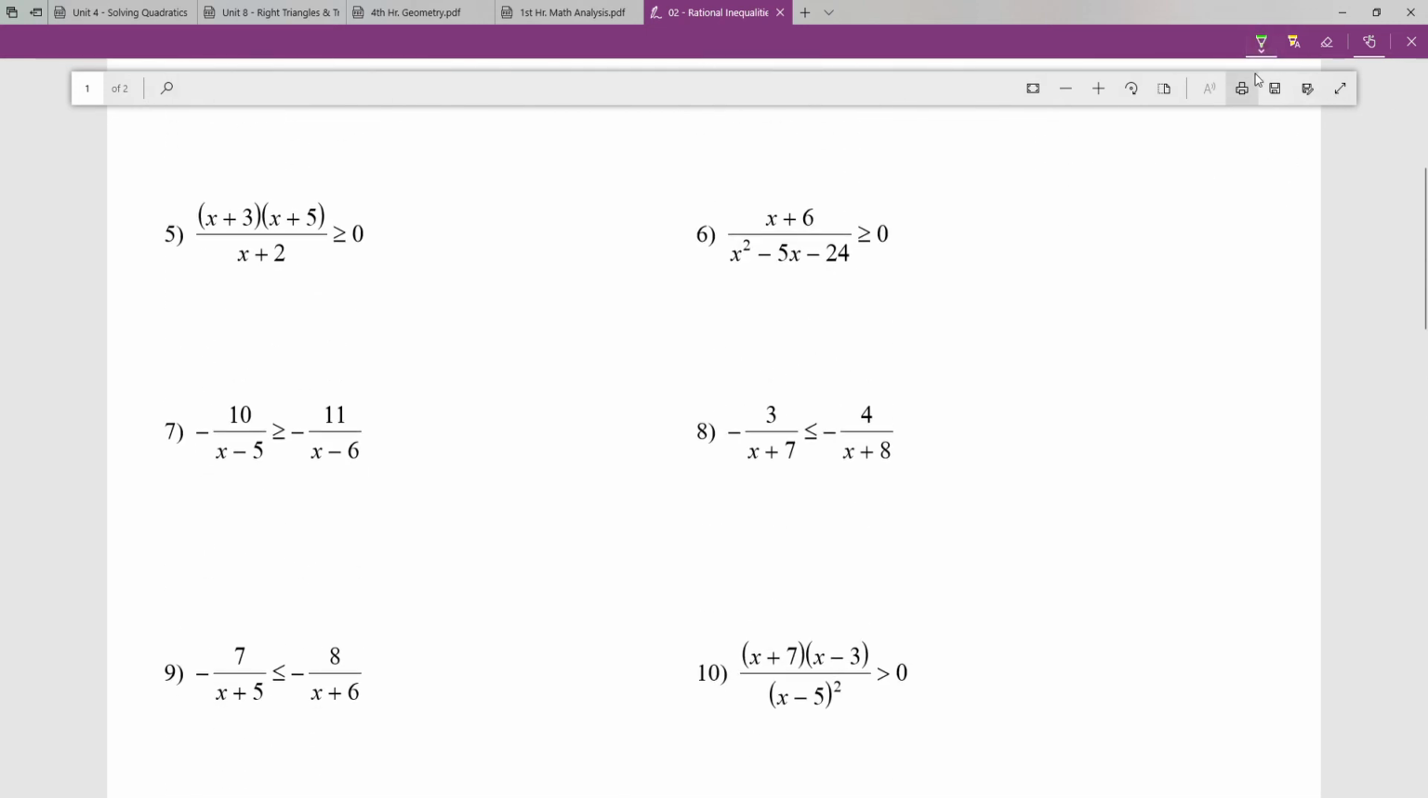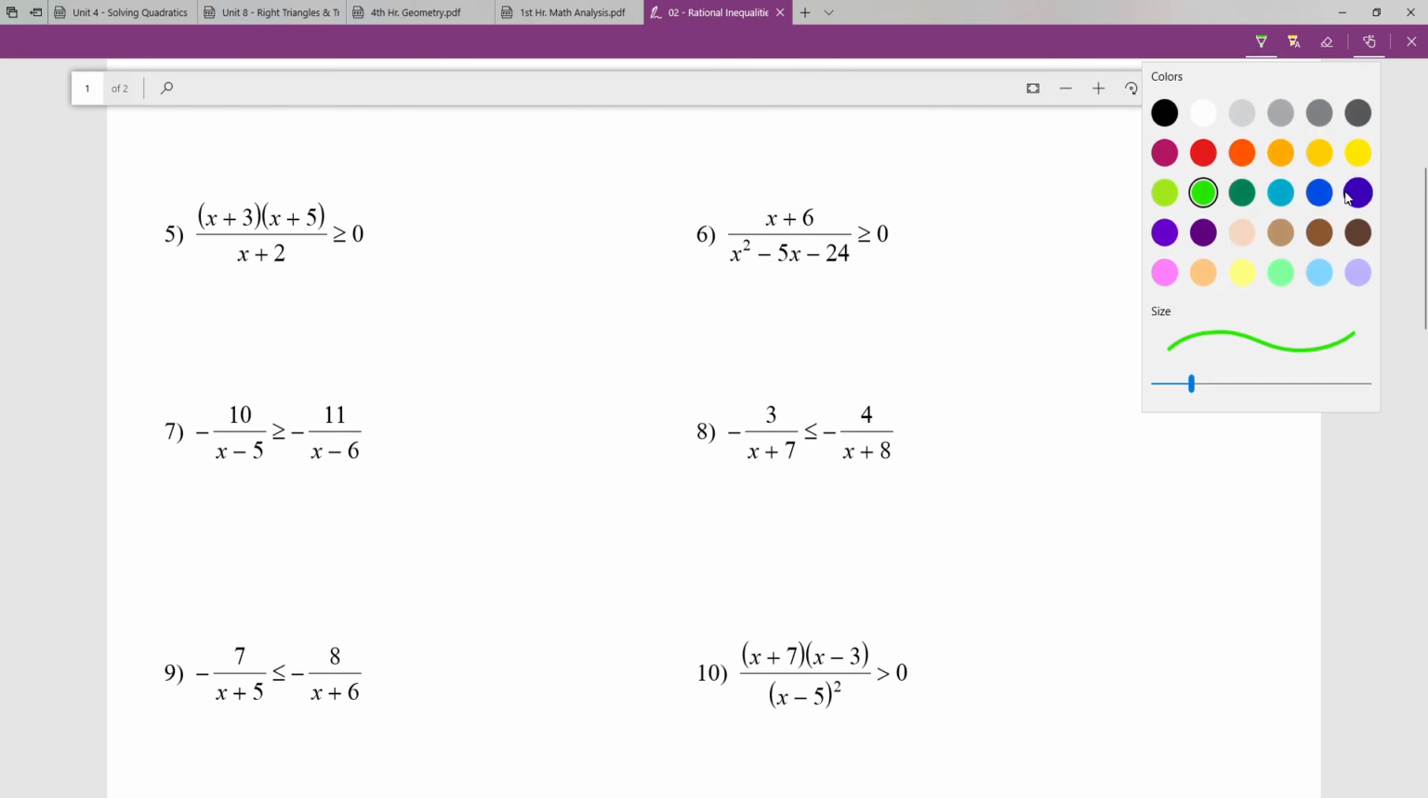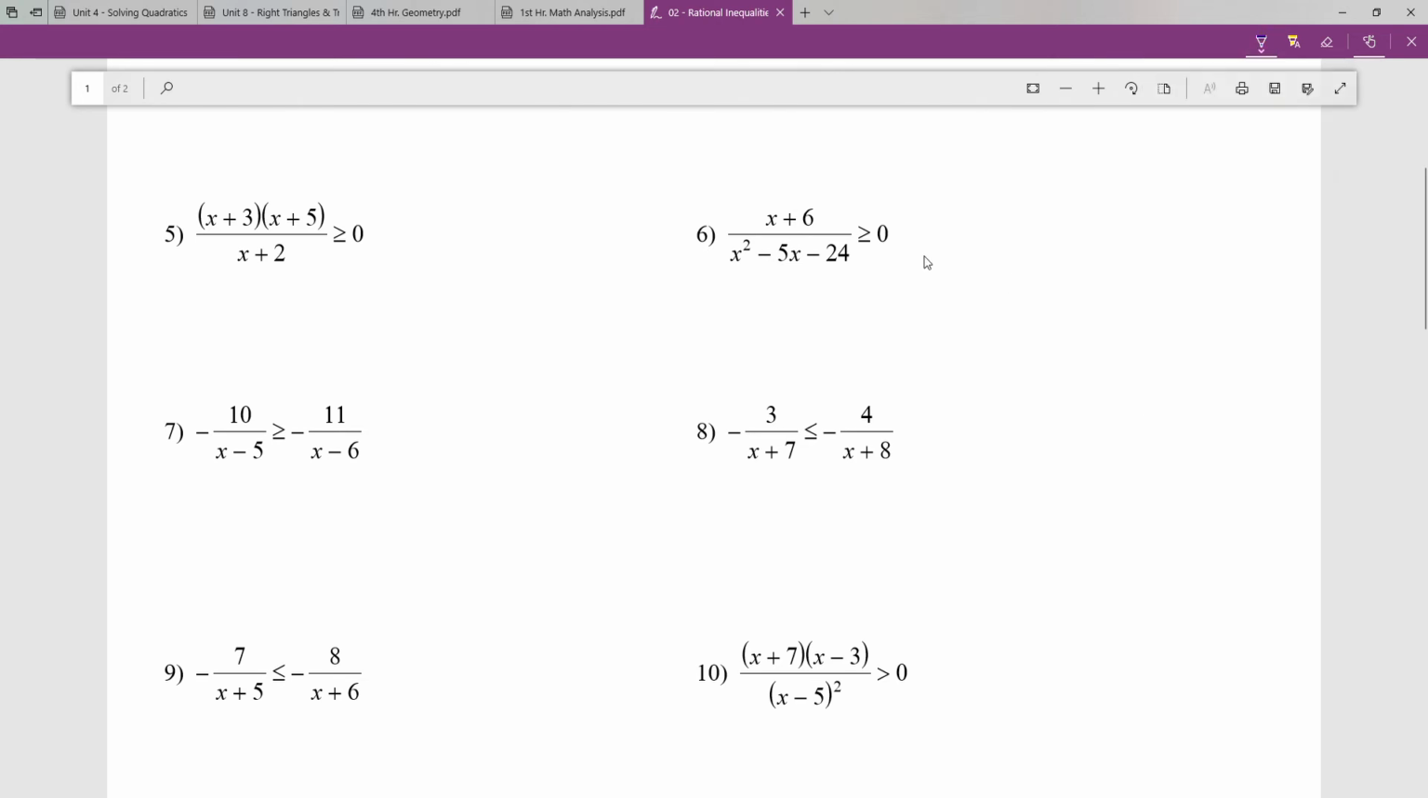We're going to talk about number 6. So number 6, again, we want it to be equal to 0, and we want it to be in simplest form. So is it equal to 0? Yes. Is it in simplest form? No. The numerator is x plus 6, that's great, but our denominator is not because it's a polynomial, and we always want things to be written as binomials.